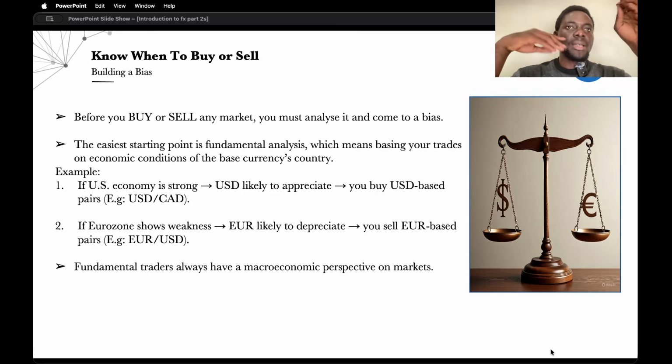Do you understand? Exactly. Now, if Eurozone shows some weakness, then Euro is likely to depreciate. So you sell Euro base pairs like Euro USD, Euro GBP, Euro JPY. Do you understand? So fundamental is like you are making analysis or you are making forecasts based on the market's events or the country's economy.